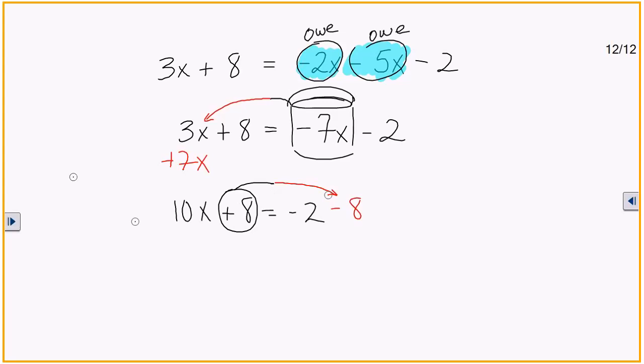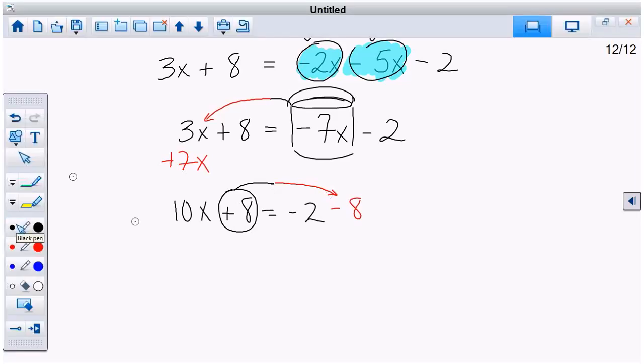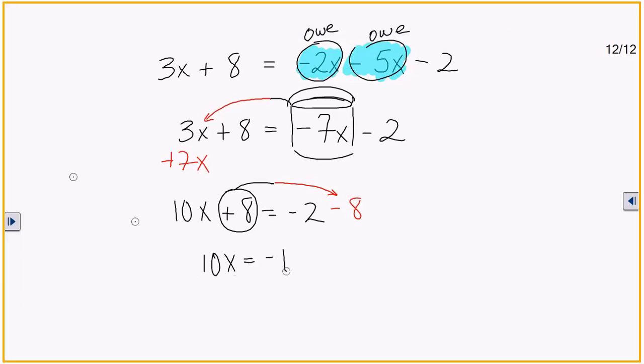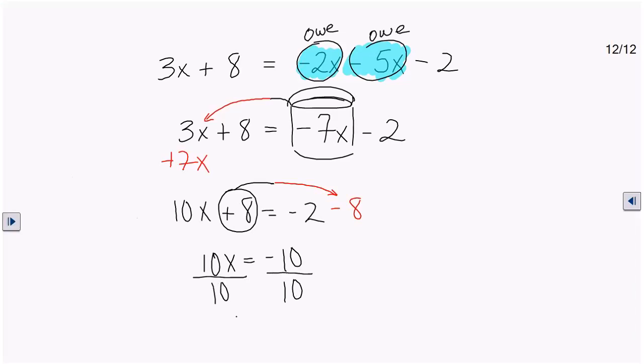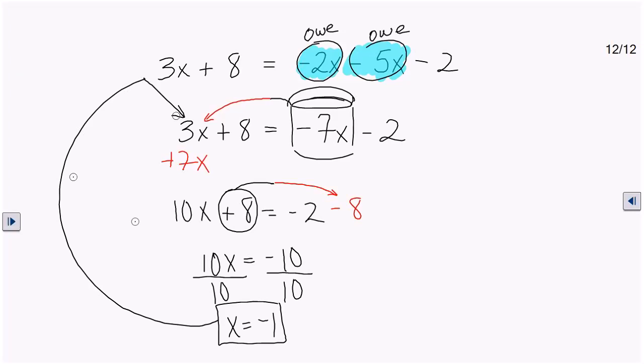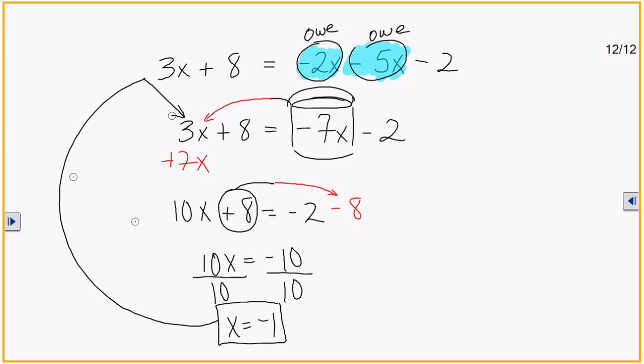And that gives me 10x is equal to negative 10. How do you undo multiplying by 10? You divide by 10. X is equal to negative 1. Now, I'm not going to check it, but you should. I'm not going to put it there. Put it in that one because it's condensed.